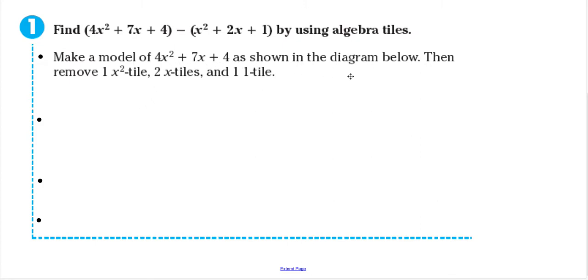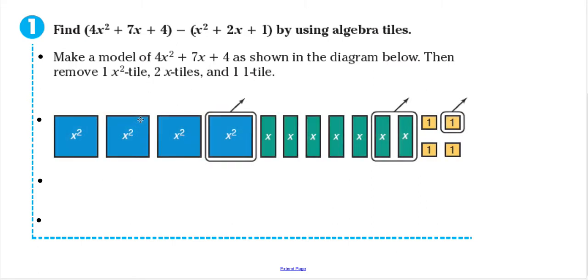In the diagram below, which I'm going to show you in a few seconds, we then remove an x squared tile, 2 x tiles, and 1 unit tile. So this is our diagram: 4x squared plus 7x plus 4. There you go, 4x squared, 7x, plus 4. And then we want to take away an x squared tile, 2 x tiles, and a 1 tile.